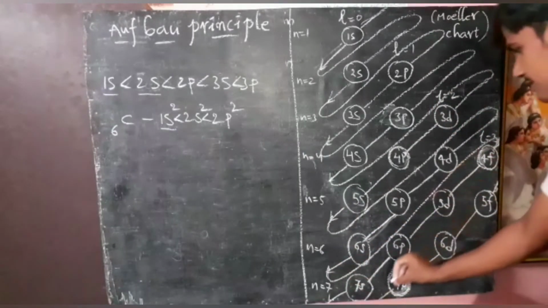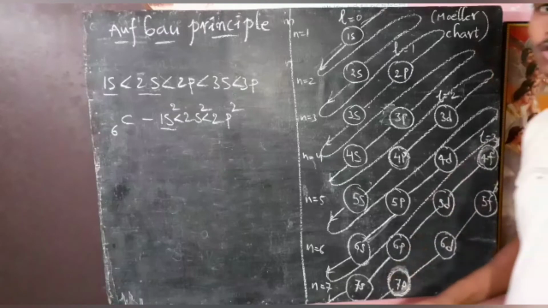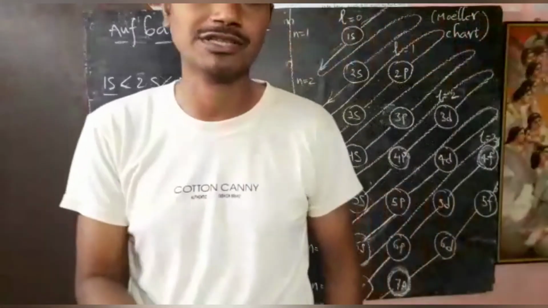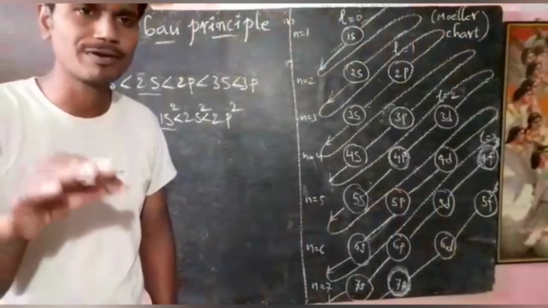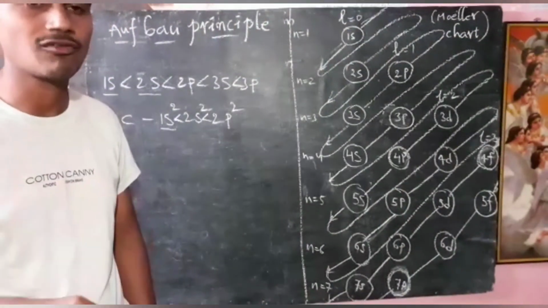Like this, the lowest energetic orbitals are filled first. That is the Aufbau principle.